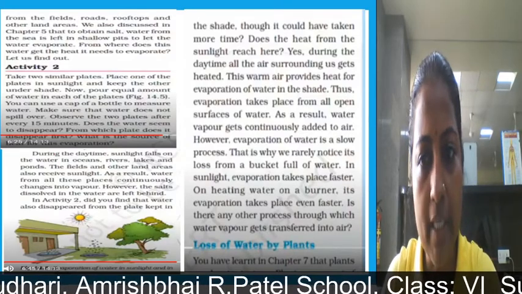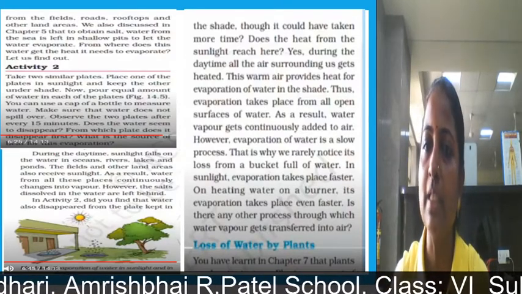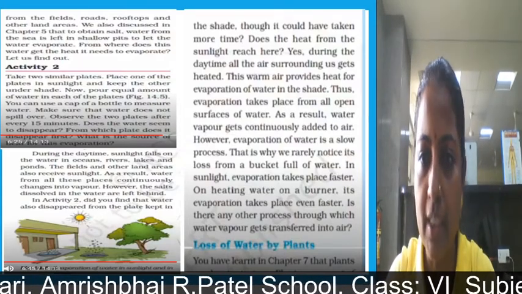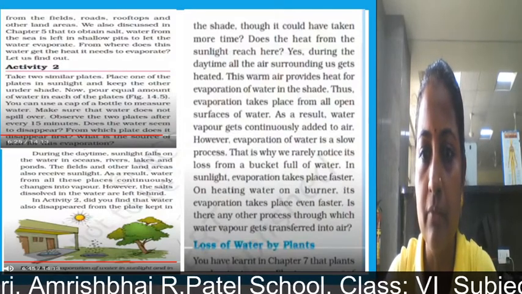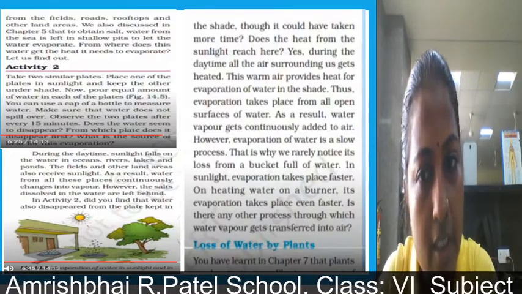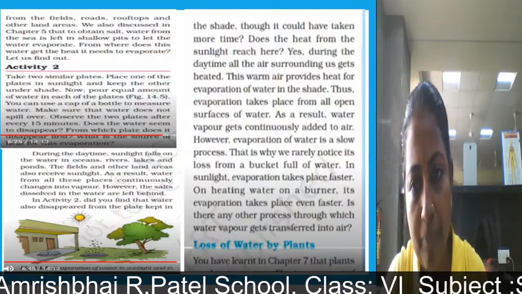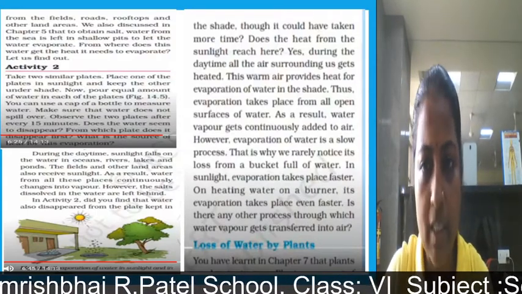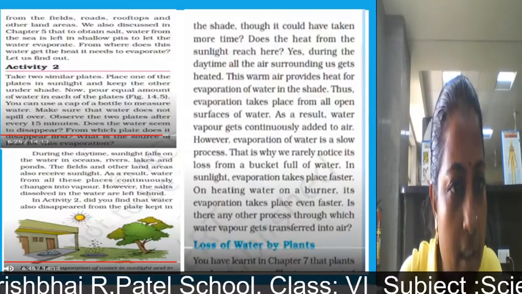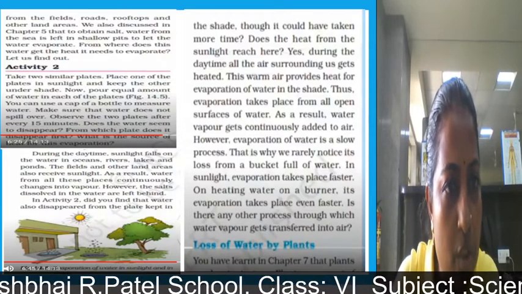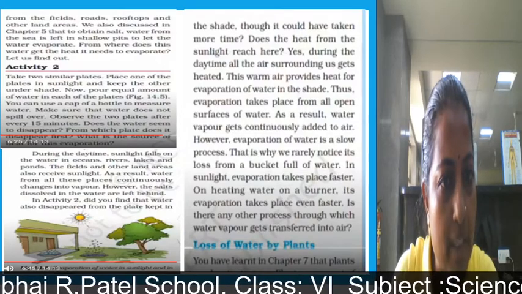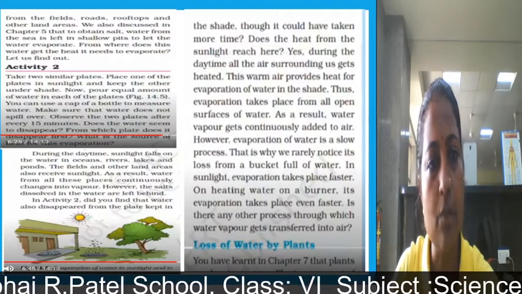You have to observe that, and even without observation sometimes you can say the right answer, because you can imagine that in the sun, wherever the sun rays are coming, that water gets evaporated fast, and wherever the shade is, over there the evaporation process also takes place, but the process is slow. So during the daytime, sunlight falls on the water in oceans, rivers, lakes and ponds, and by this process the evaporation continuously goes on.